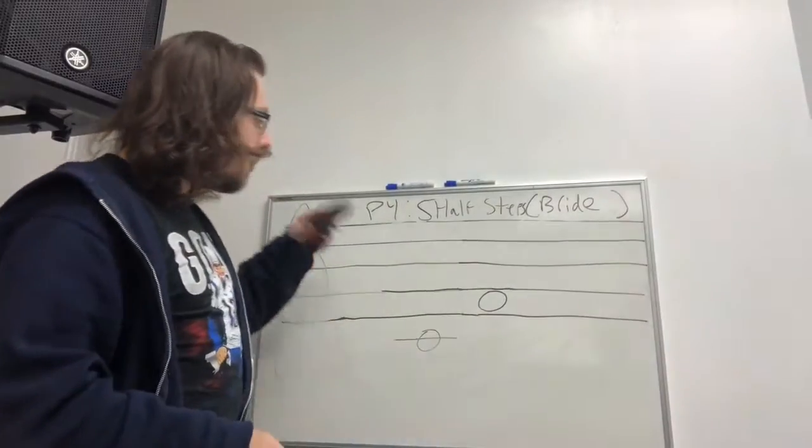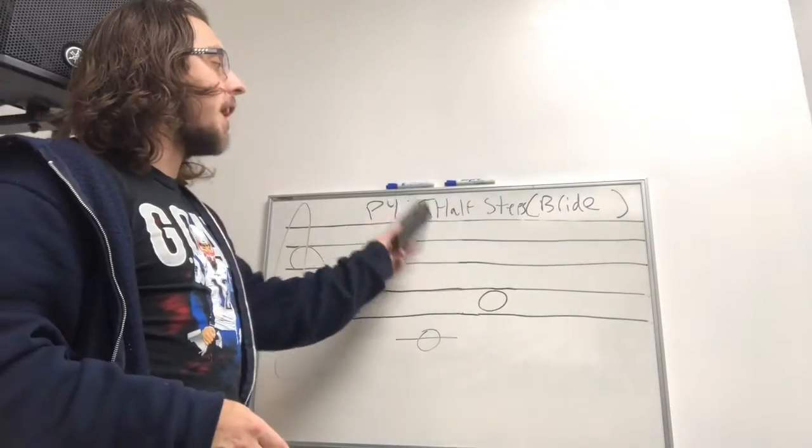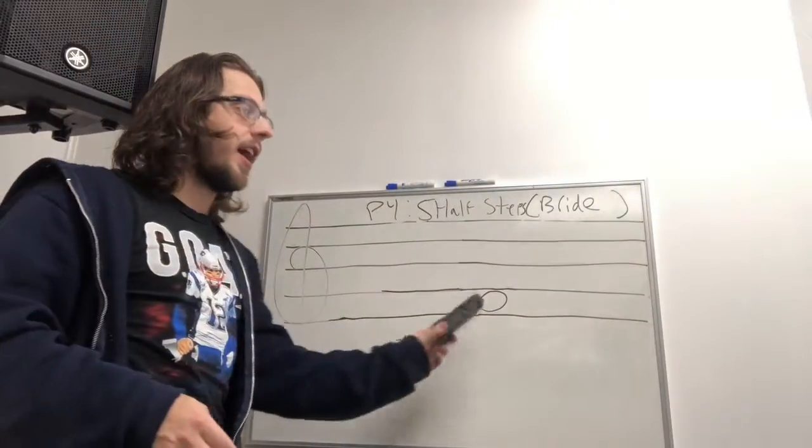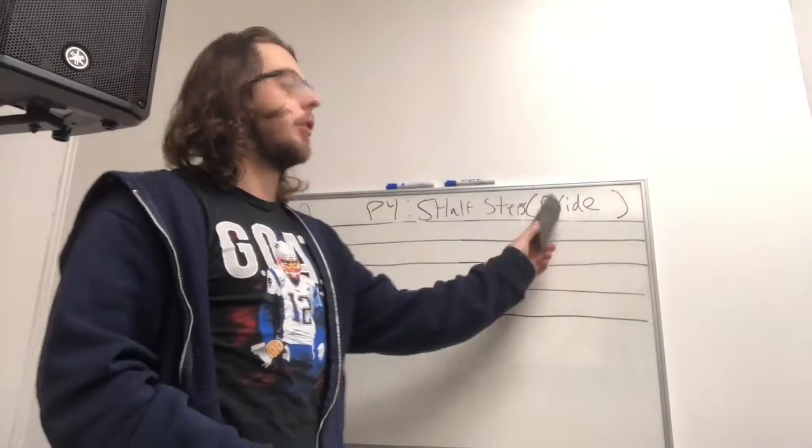Coming up next is the perfect fourth, and that's going up by five half steps from C to F. The way I remember this one is Here Comes the Bride.